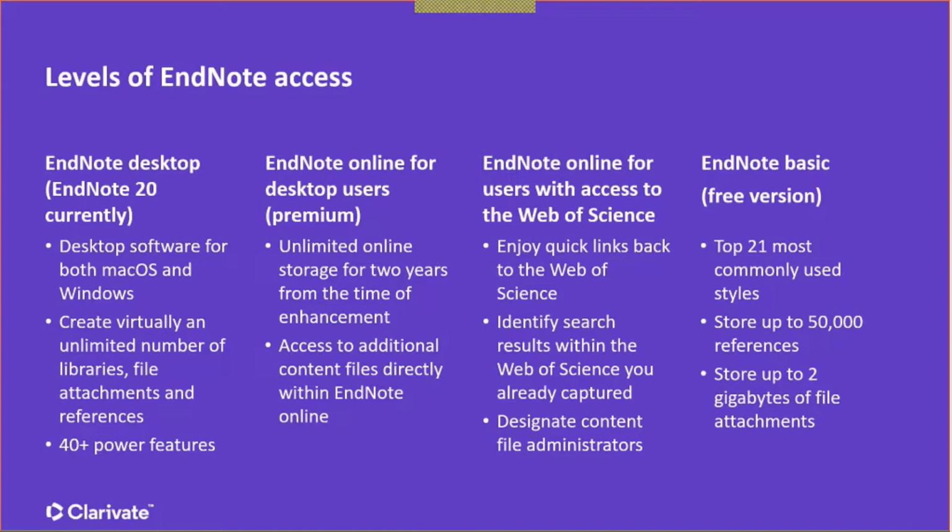Those storage limits, I did want to mention, would also apply to EndNote Online users who don't have access to EndNote Desktop, but also have access to the Web of Science. They would have the ability to select more than 21 styles, but EndNote Online users with access to the Web of Science, they too would have those limits of 50,000 references or up to 2 gigabytes of file attachments.